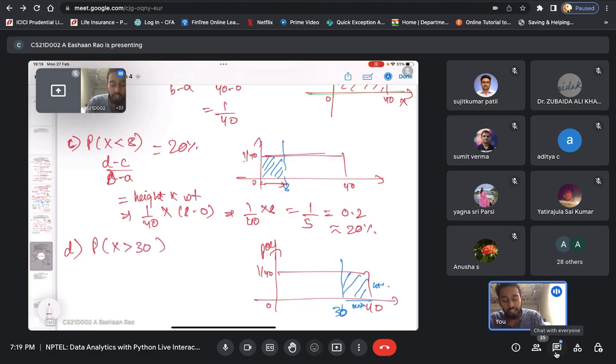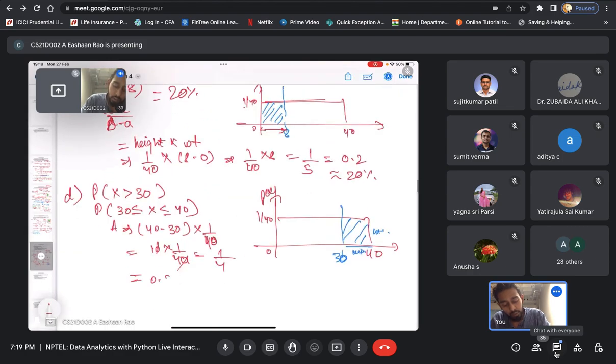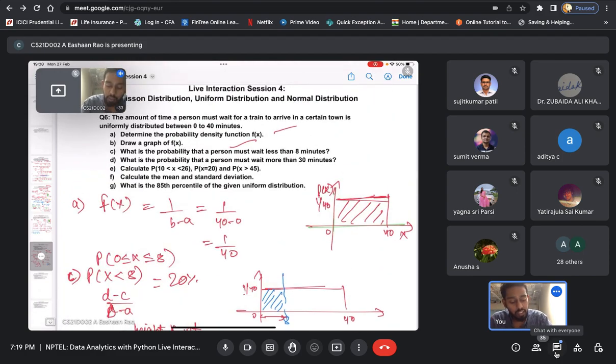Here I'm just writing it like this, but ideally, as with the one above between 0 and 8, you have to define the interval, with 30 less than or equal to x. I'm just solving it, which is why I wrote a different notation. Ideally the notation means the interval between 30 and 40, not 30 and infinity. So the area is 40 minus 30 into 1 by 40, which is 10 into 1 by 40, equal to 1 by 4, which is 0.25, or 25% of the time the passenger must wait more than 30 minutes.